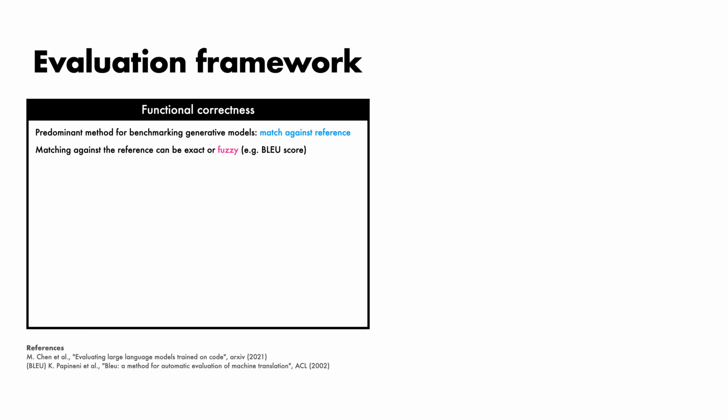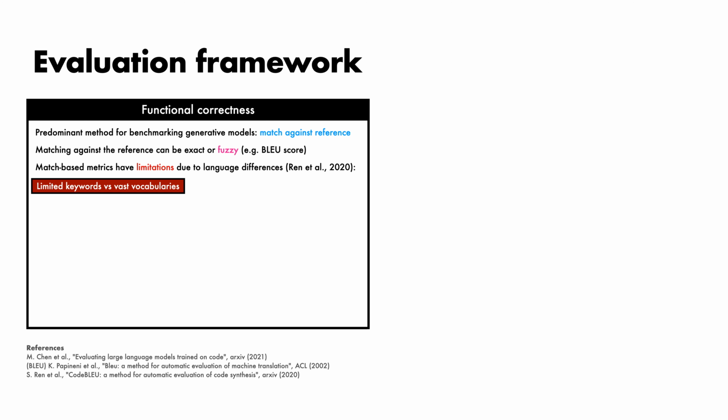Unfortunately, there are a number of limitations that arise from using match-based metrics such as BLEU score for code evaluation, as highlighted by Chen et al., who note that there are several key differences between code and natural language. First, code has been designed to make heavy use of a limited number of keywords, while natural languages have vast, diverse vocabularies. If matching is to be used, it would need to account for this.